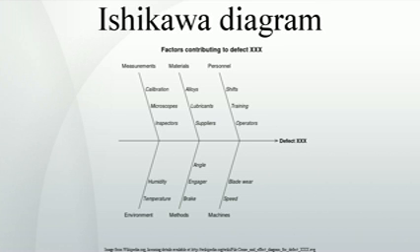Ishikawa diagram. Ishikawa diagrams are causal diagrams created by Kaoru Ishikawa that show the causes of a specific event.